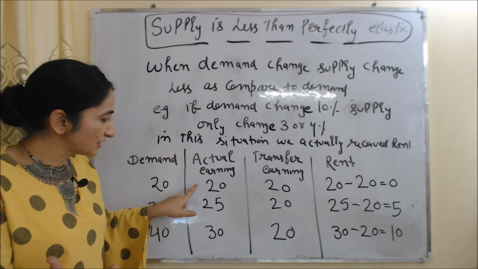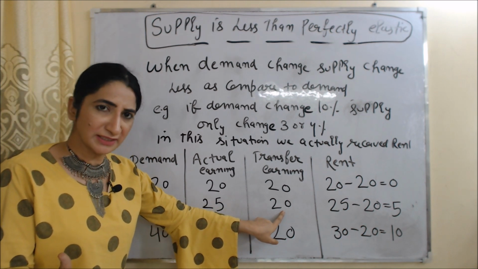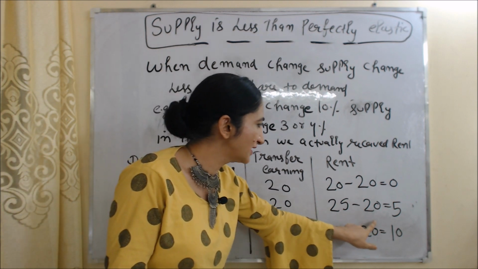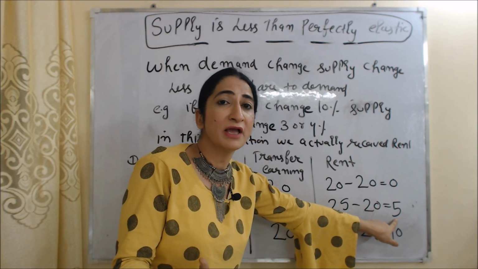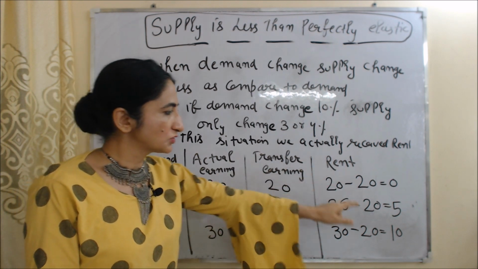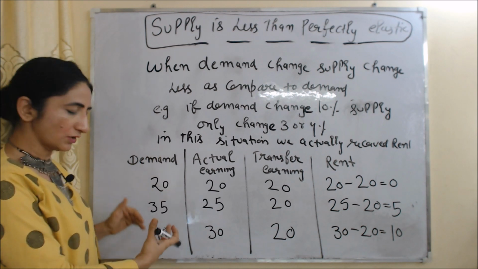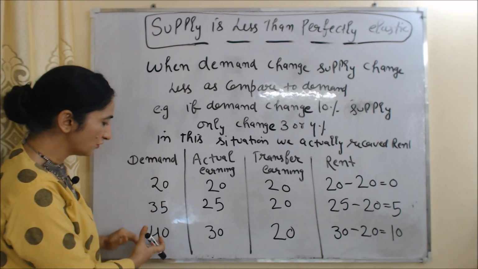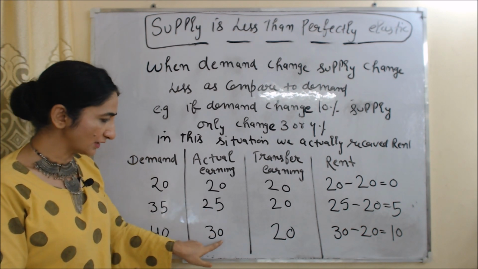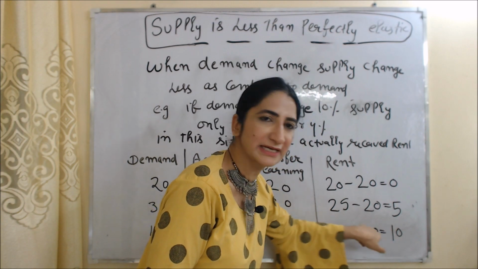Their actual earning will increase from 20 to 25, but their transfer earning is the same, 20. So here rent is 25 minus 20, which is equal to 5. As we know, we calculate rent when we subtract transfer earning from actual earning. So in this case, our rent is 5. Now suppose demand increases more. Now demand increases from 35 to 40. As a result, their actual earning also increases from 25 to 30. So in this case, their rent is 30 minus 20, which is equal to 10.